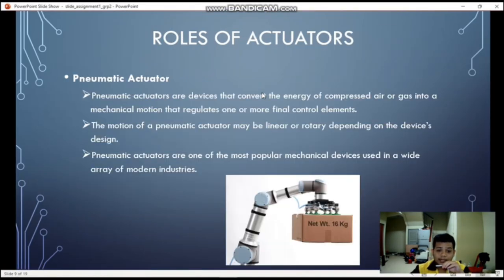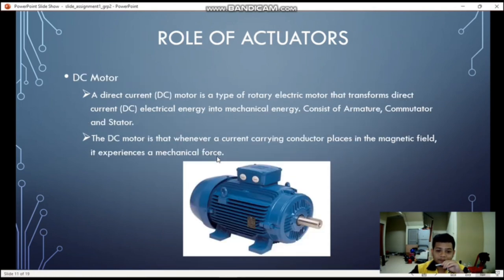Okay, for the next slide, the role of actuators. Pneumatic actuators are devices that convert the energy of compressed air or gas into mechanical motion that regulates one or more final control elements. The motion of a pneumatic actuator may be linear or rotary depending on the device design. Pneumatic actuators are one of the most popular mechanical devices used in a wide array of modern industries.